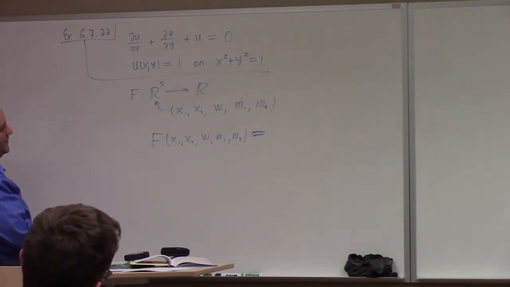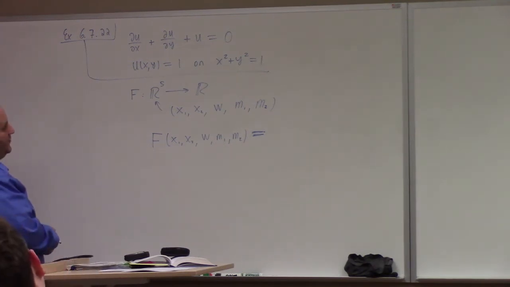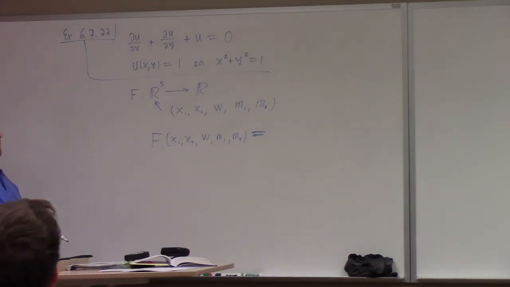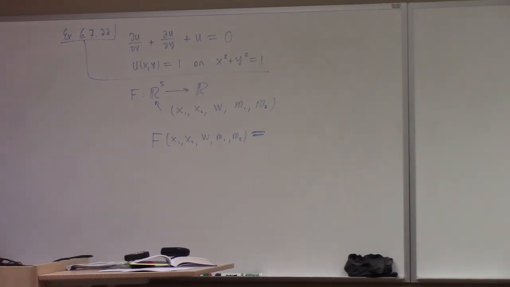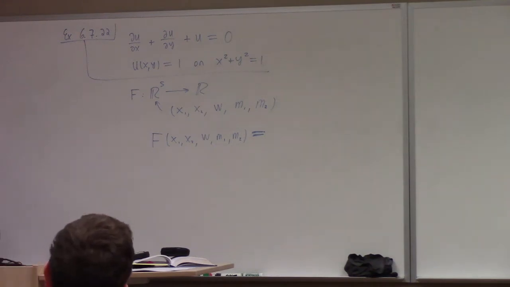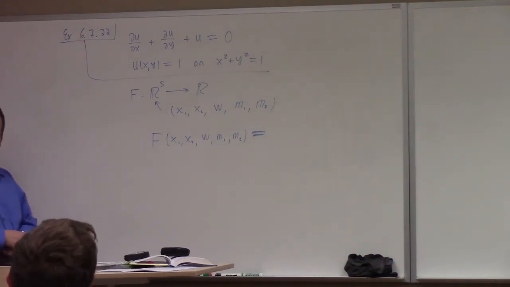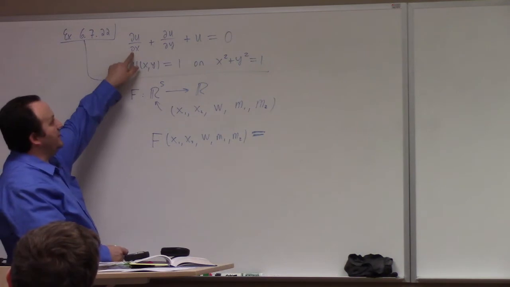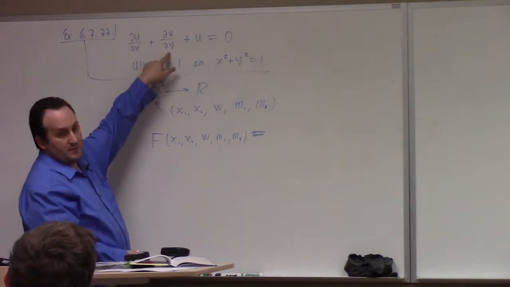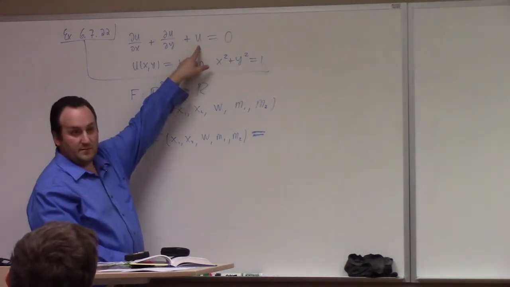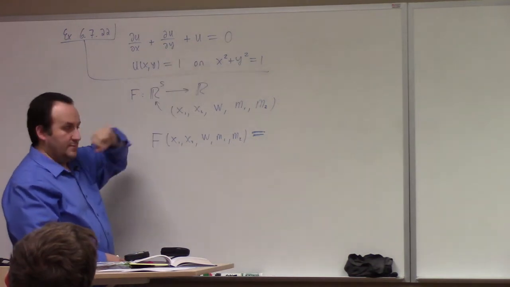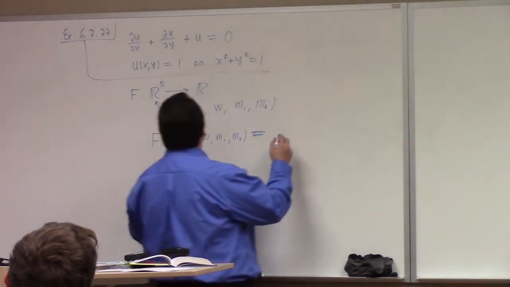It depends on whether the m1 and m2 are the derivatives, or if the x1 and x2 are the derivatives. I think he means m1 and m2 like slopes. So I think this translates into m1 plus m2 plus w equal to 0.